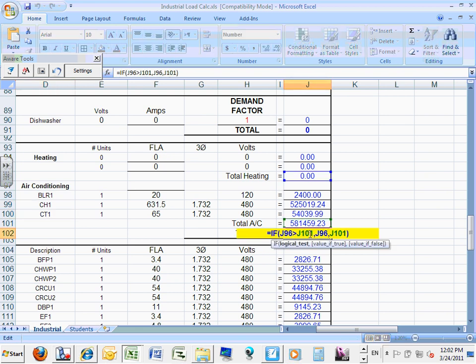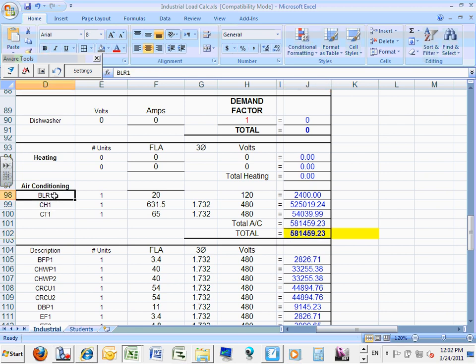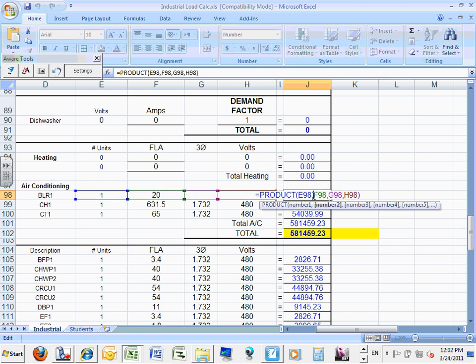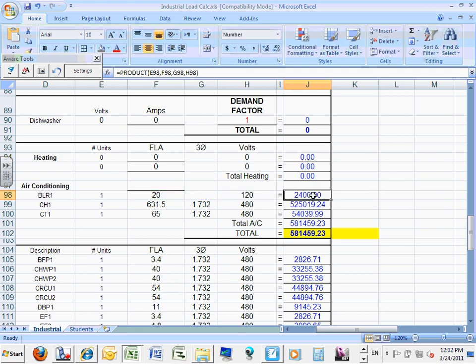So what I did here, guys, we're going to add them in a second. If you want the non-coincidental load, we have a boiler, and we have a chiller and a cooling tower, comparing them to the boiler. So here's my boiler, and here's my chiller. Product of this by product of that.